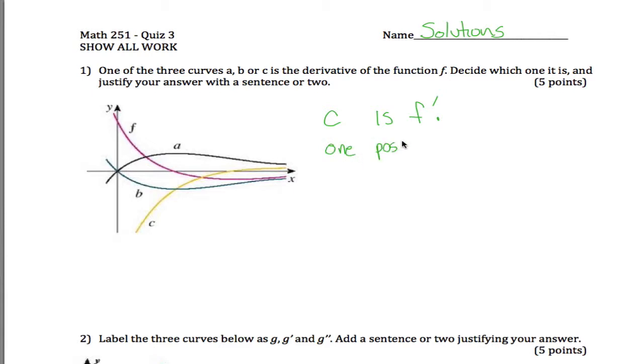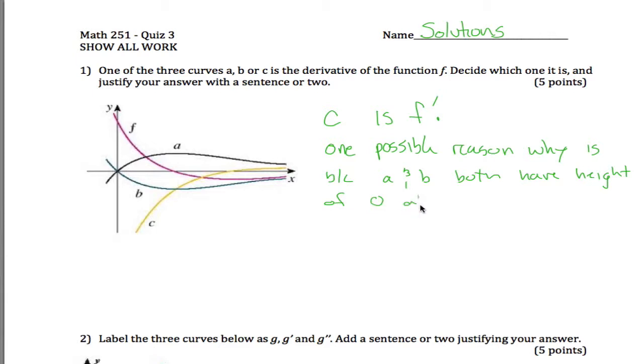One possible reason why is because a and b both have height of 0 at x equals 0, but f is not flat, horizontal, you'll know what I mean, at x equals 0.